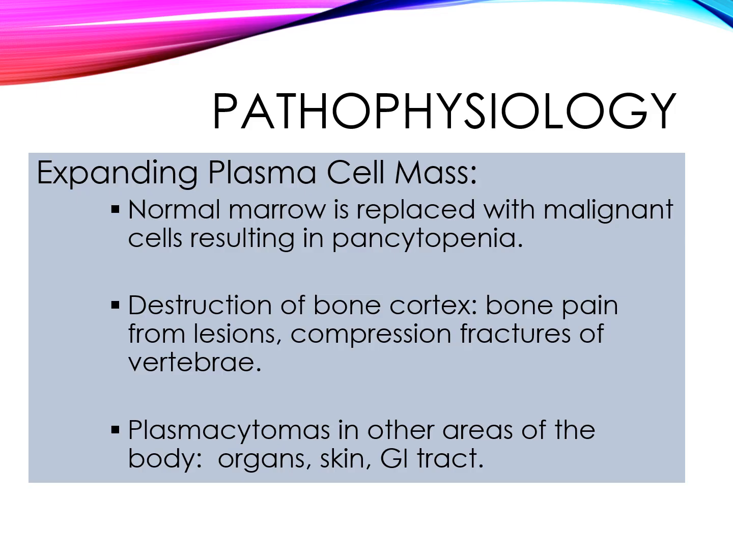Plasmacytomas are kind of like conglomerates of these plasmacytoid cells or these plasma cells, and they just kind of stick together and form these little colonies throughout the body. So we're going to have organs, skin, and GI tract involvement with that. Not fun at all.